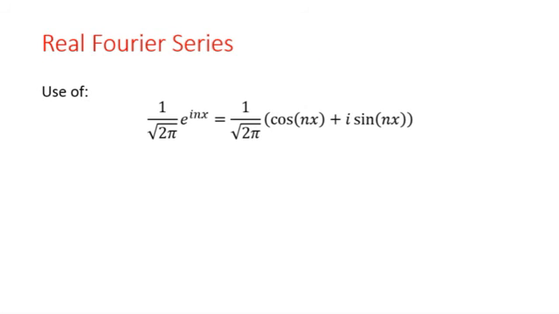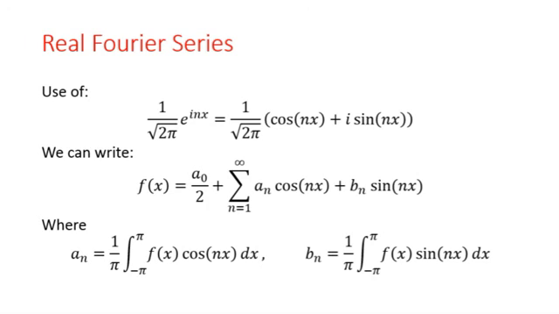We can use Euler's formula to write our basis vectors in this form. From this we can write our summation and coefficients like this. This is what we call the real Fourier series.